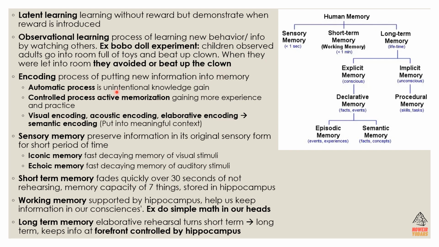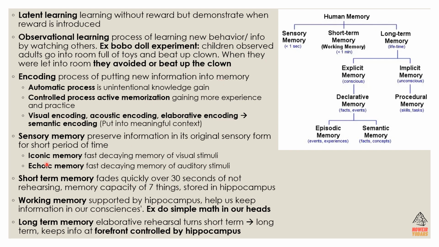Next we have encoding. Encoding is the process of putting new information, sensory information, into our memory and making it active, making use of it. So there are automatic processes, the unintentional knowledge gain, and then you have the controlled process, active memorization, so gaining more experience and practice. Could be evident by like, you're studying for your MCAT right now, you're doing Anki, you're studying new information, so that's controlled process, active memorization.